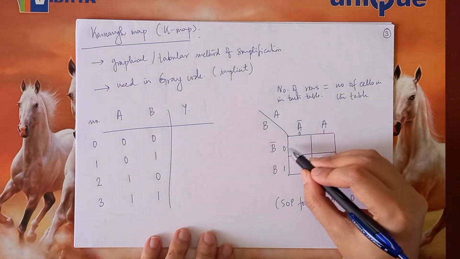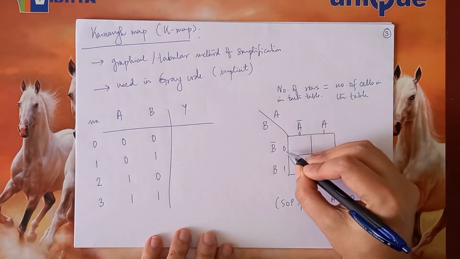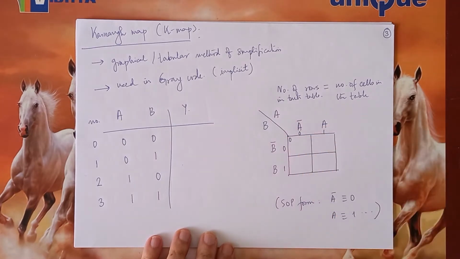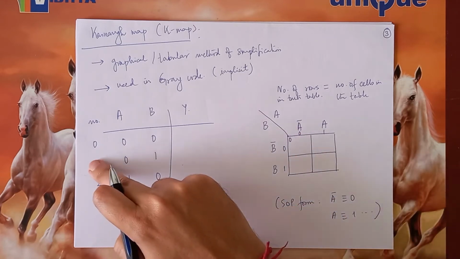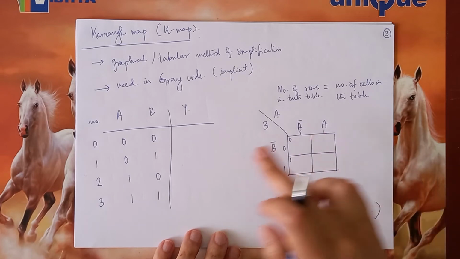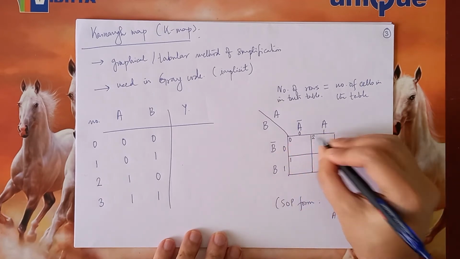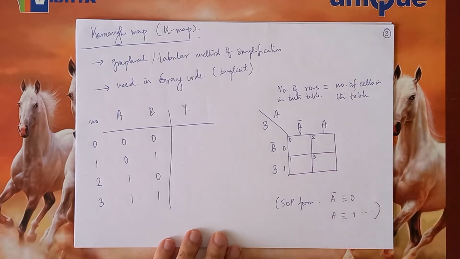Now, when A is 0, B is 0, which row number is it? The row number is 0. So the cell number we will also give as 0. When A is 0, B is 1, we are talking about this cell, and the cell number is the row number which is 1. Next, when A is 1 and B is 0, the row number is 2, and so is the cell number. And when A and B are both 1, the row number or the cell number will be 3. So this is how you number each of the cells.